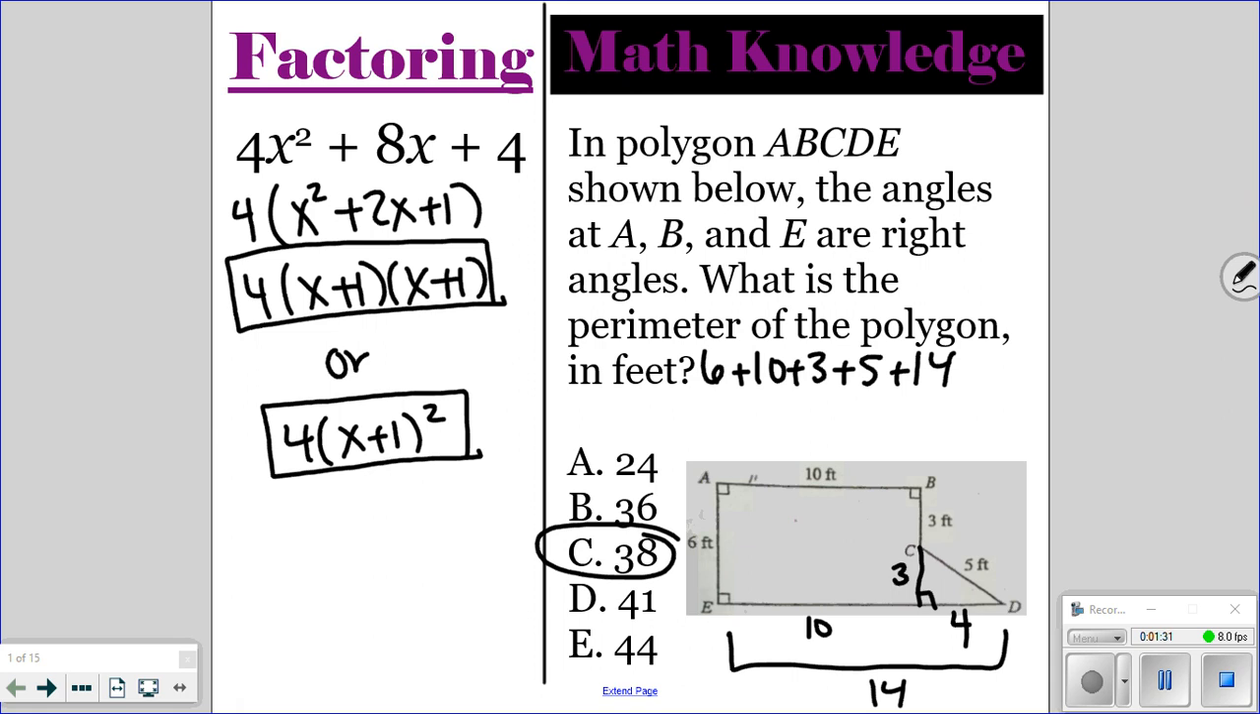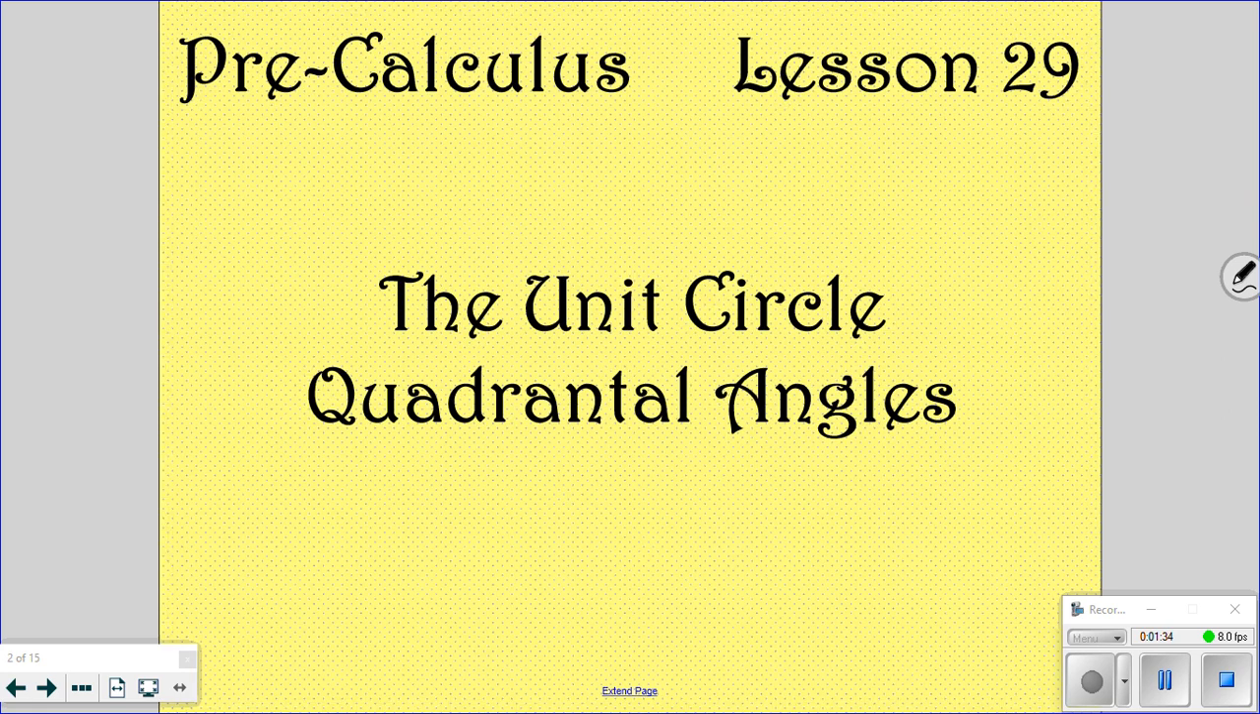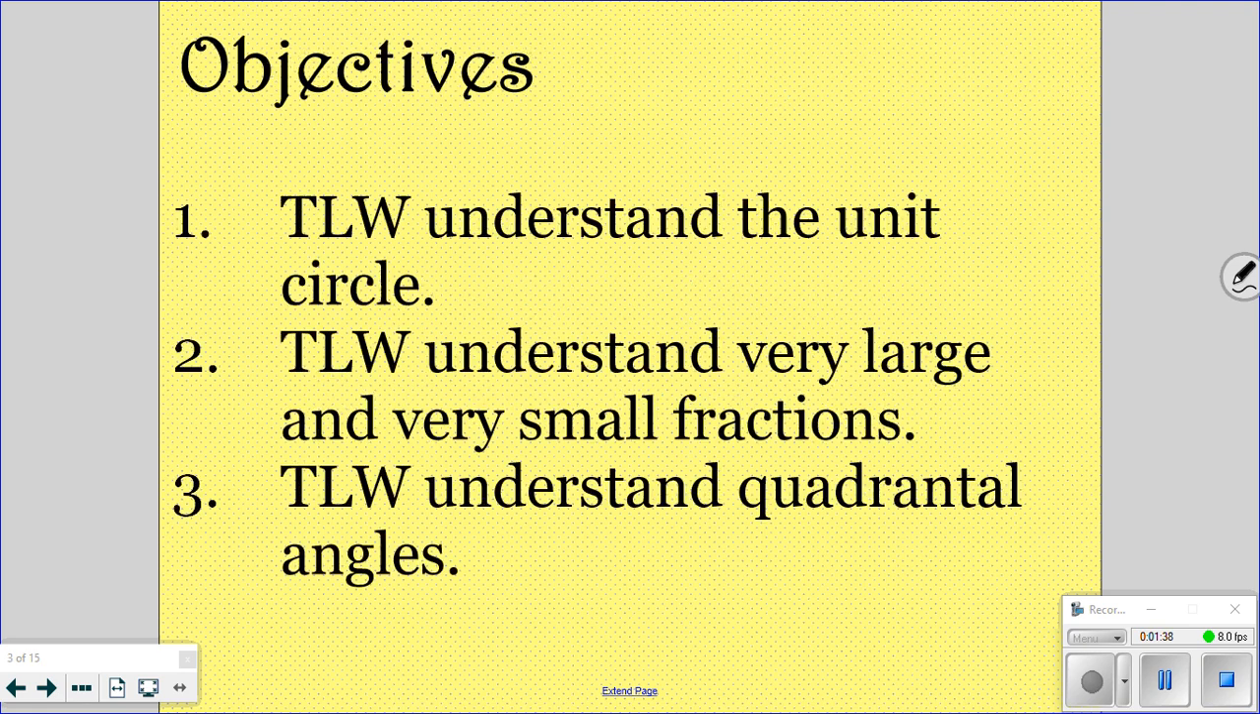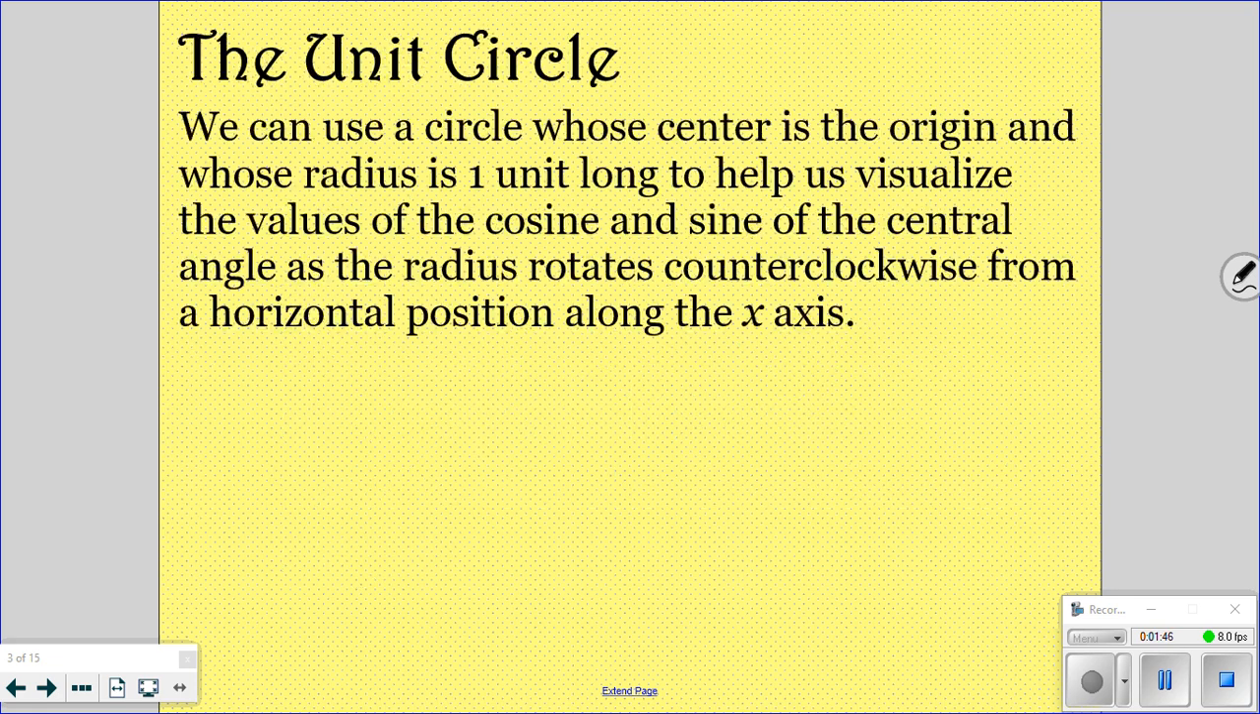Okay, so we are going to be looking at lesson 29. We're going to look at the unit circle and quadrantal angles. So hopefully you'll understand how the unit circle works for this lesson, and quadrantal angles. So we are going to use a circle whose center is at the origin and whose radius is 1. And that's why it's called the unit circle, because it's 1 unit radius. And it's going to help us find the sine, cosine, and also the tangent values as we rotate counterclockwise about our circle.